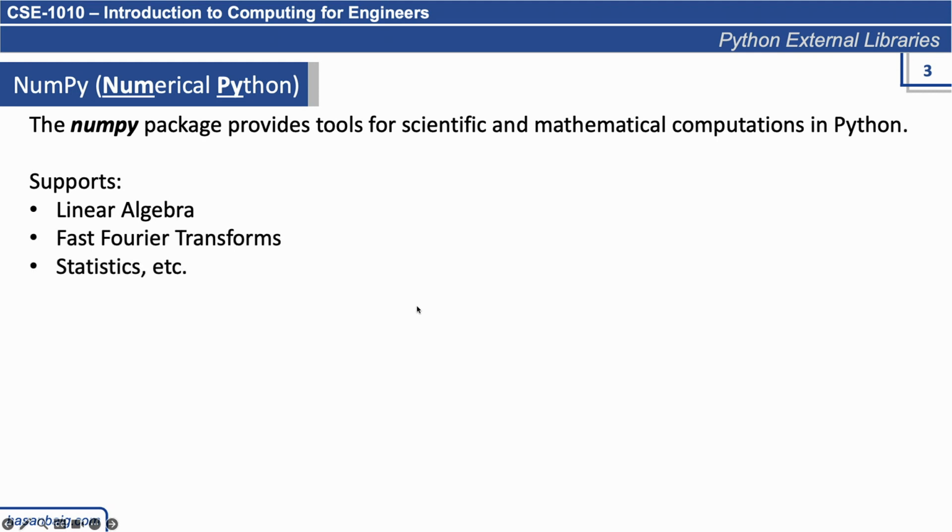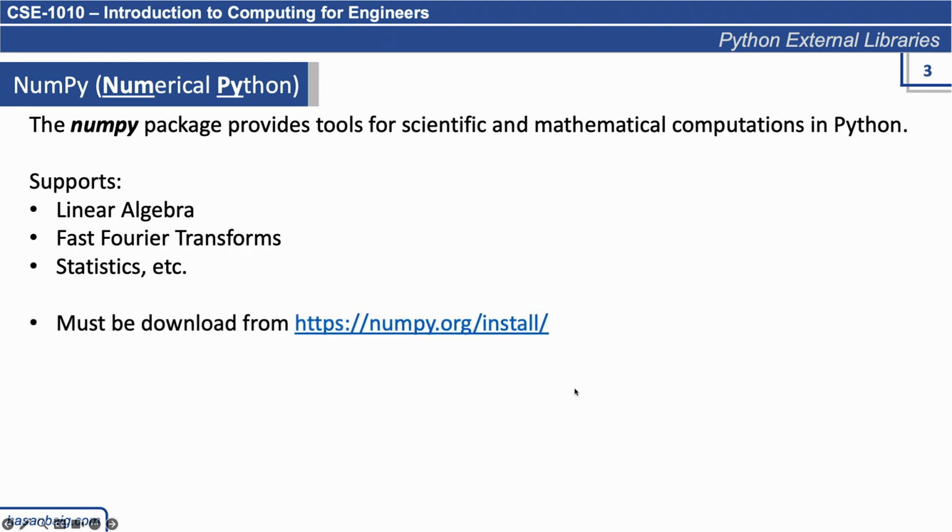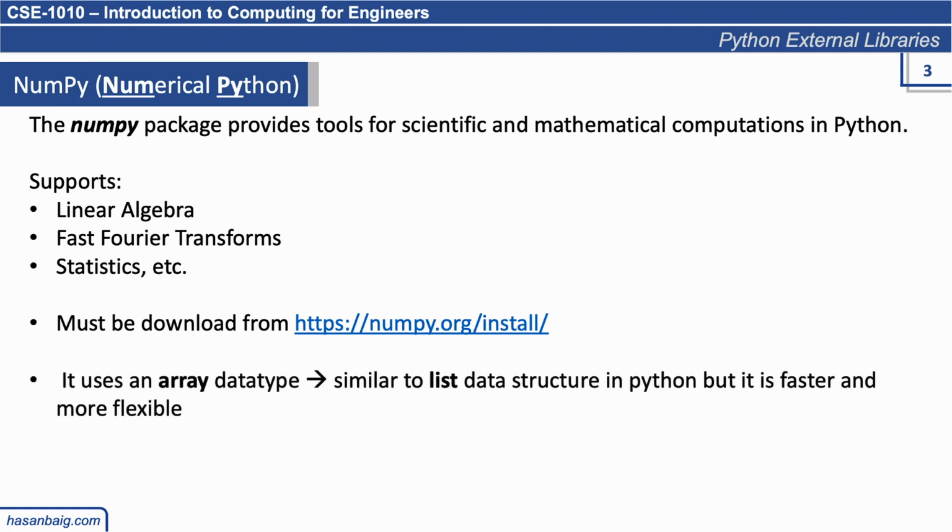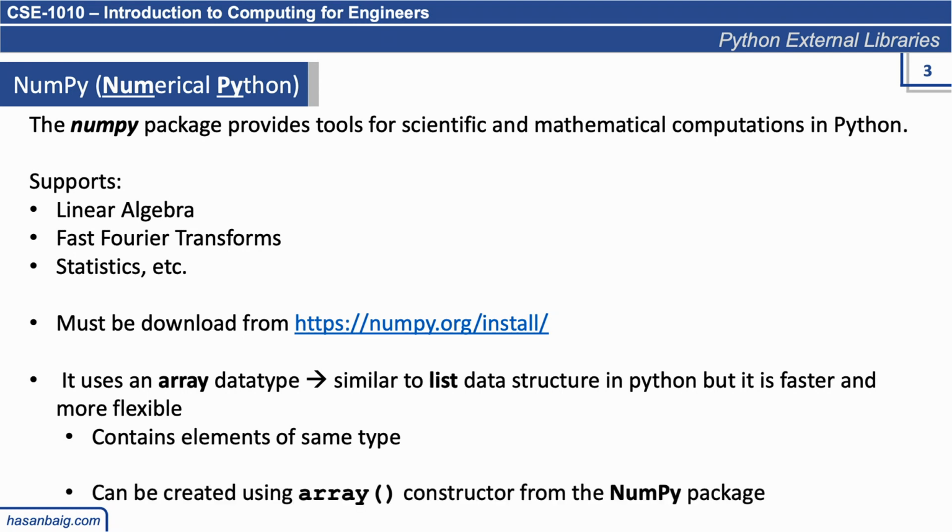So NumPy must be downloaded and installed from this link first. Let me complete this slide, and then I will pause for you to go to this link and install NumPy on your computer. First of all, it uses an array data type, which is similar to a list data structure in Python, but it is faster and more flexible. It contains elements of the same type, and can be created using the array constructor from the NumPy package, which we will see shortly. So I will pause for a while. Meanwhile, you can go to this link and try installing it on your computer.